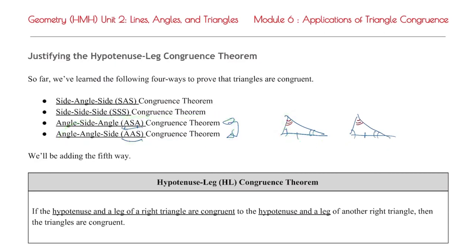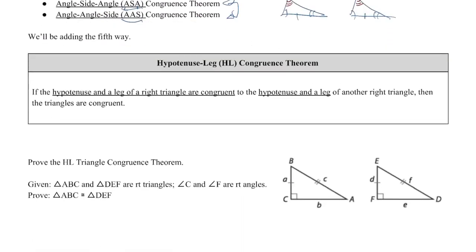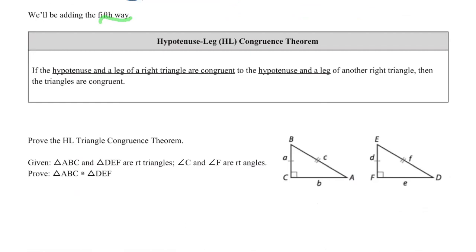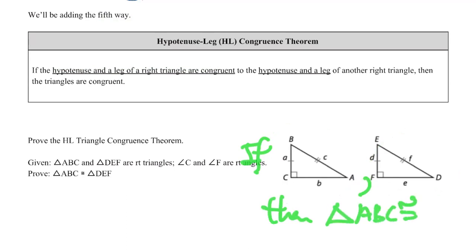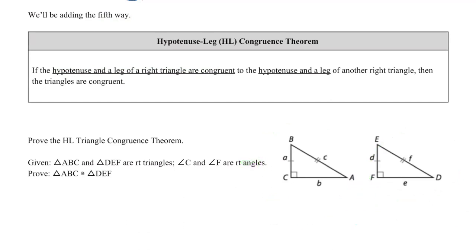But now we go to hypotenuse leg, and there's a fifth way, right? We had four so far, and it's called the hypotenuse leg, HL congruence theorem. If the hypotenuse and a leg of a right triangle are congruent to the hypotenuse and a leg of another right triangle, then the two triangles are congruent. Basically, we have this, right? If we have this, then what we're saying is that triangle ABC is congruent to triangle DEF. You might want to write what I just wrote, like around this area.